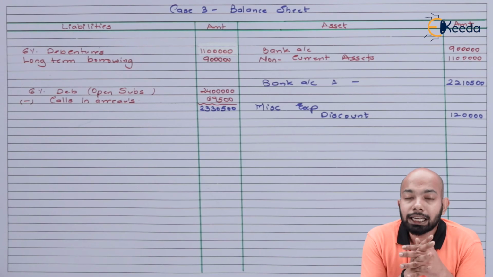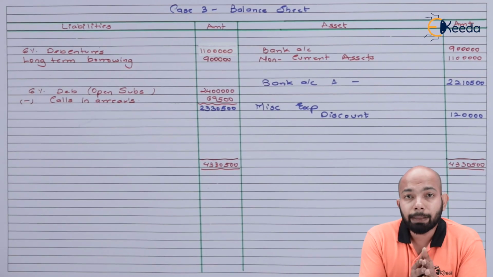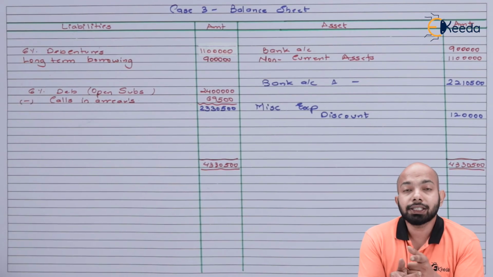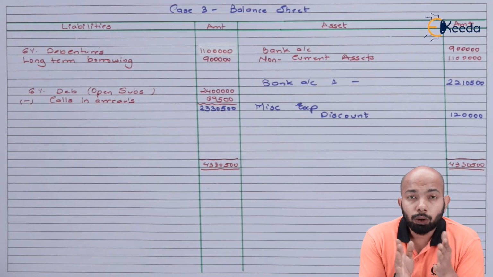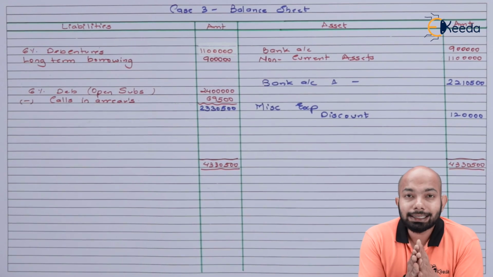Now we have mentioned all the details here. Let's go on to the tally part of the balance sheet. So in case 3 balance sheet, both the assets and liabilities side showed a balance of 43 lakh 30,500, which is the final tally of this balance sheet. Now with this, we have completed the case 3 details here.